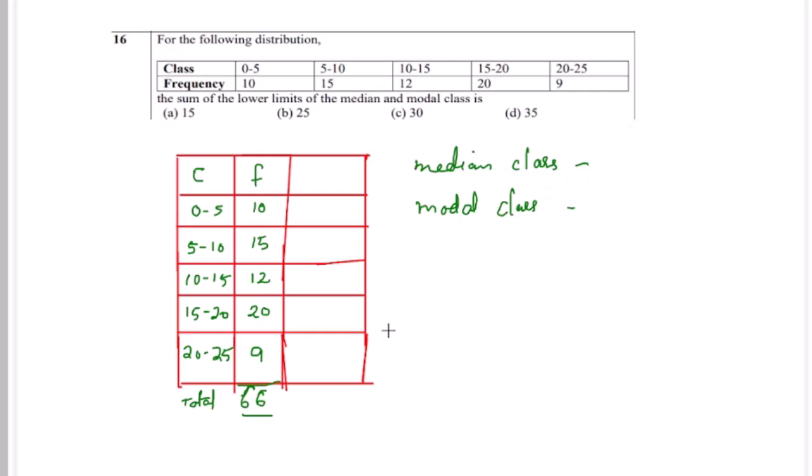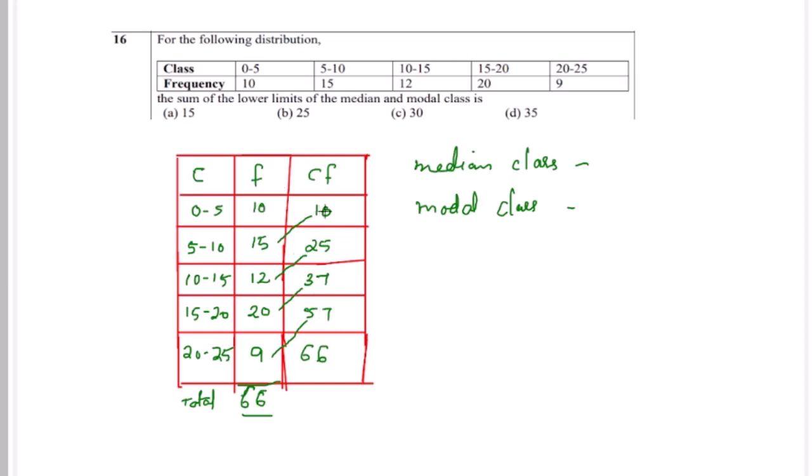For the median class, first you have to find out the cumulative frequency. So CF, one more column will be there that you have to find out. 0 to 5, 10. So it is 10, 25, 10 plus 15, 25, 25 plus 12, 37, 37 plus 20, it is 57, 57 plus 9, it is 66. So here the total is 66. This way you can find out the cumulative frequency.